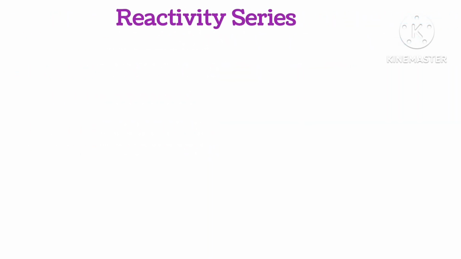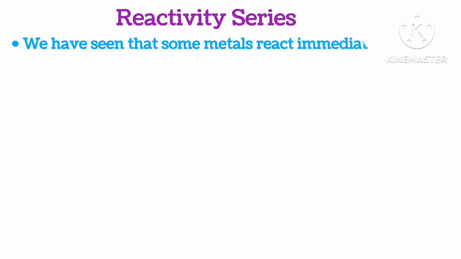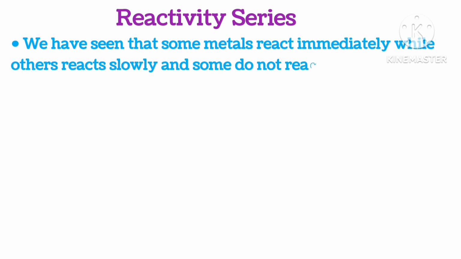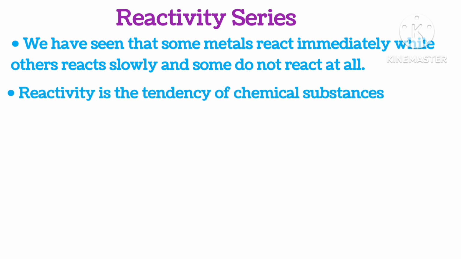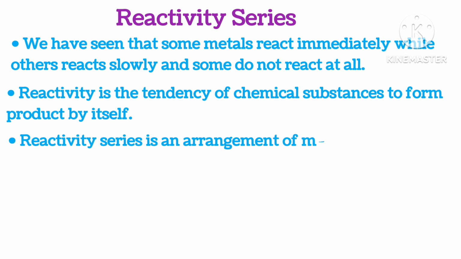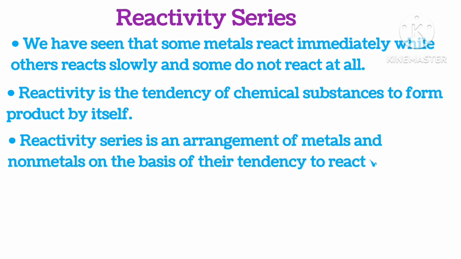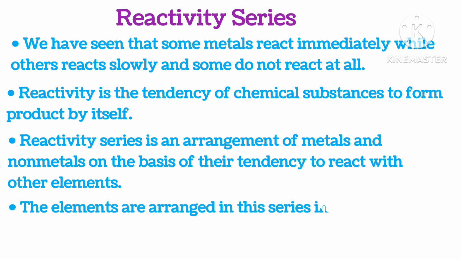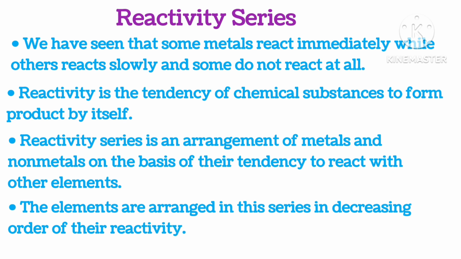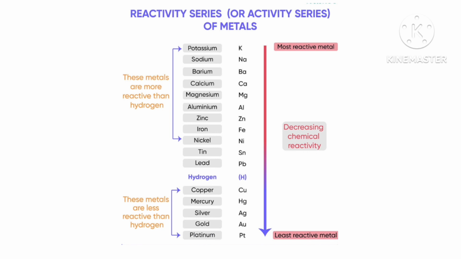Reactivity series. We have seen that some metals react immediately while others react slowly and some do not react at all. Reactivity is the tendency of a chemical substance to form a product by itself. Reactivity series is an arrangement of metals and nonmetals on the basis of their tendency to react with other elements. The elements are arranged in the series in decreasing order of their reactivity. As you can see here, the metals which are more reactive are on the top of the series, while the metals which are less reactive are at the bottom of the series.